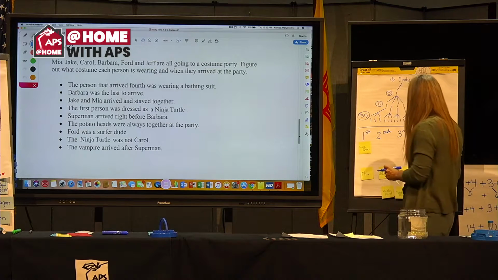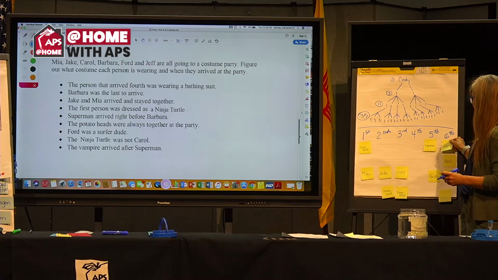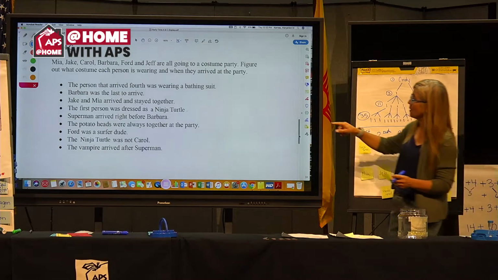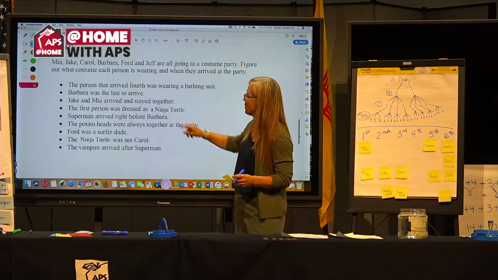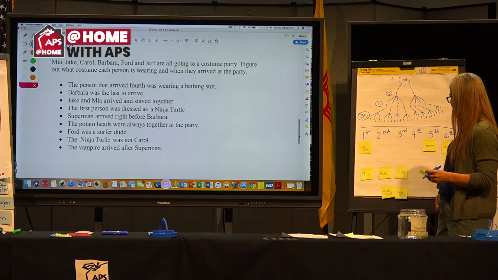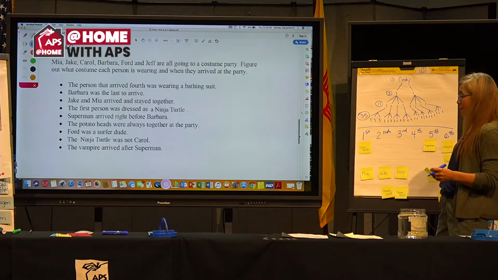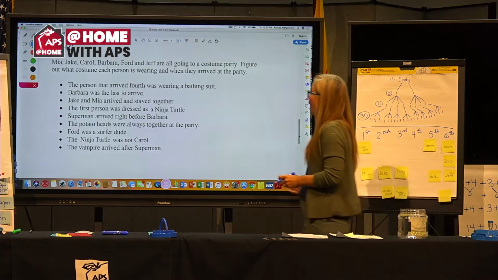So the vampire arrived after Superman. We had Superman in 5th place, right? In arriving 5th, because that's what this clue said. Superman arrived before Barbara, and we know Barbara was last to arrive. So we were thinking what? That Barbara was wearing a vampire costume, is what that looks like.